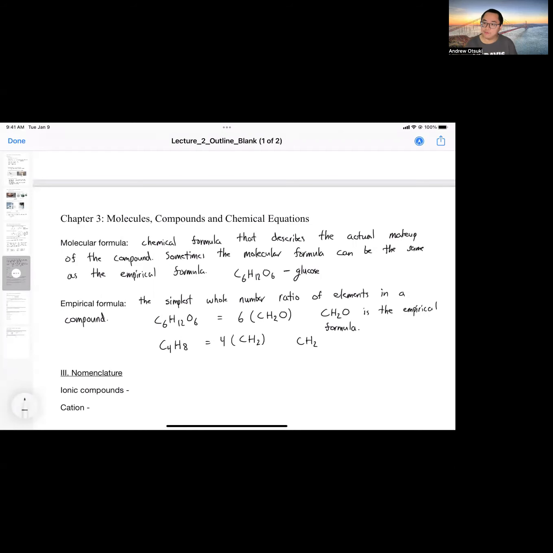It's supposed to reflect just what percent, relatively speaking, of the compound is made up of carbon, or made up of magnesium, of chlorine, whatever the atoms are in the compound. So CH2 would be the empirical formula.